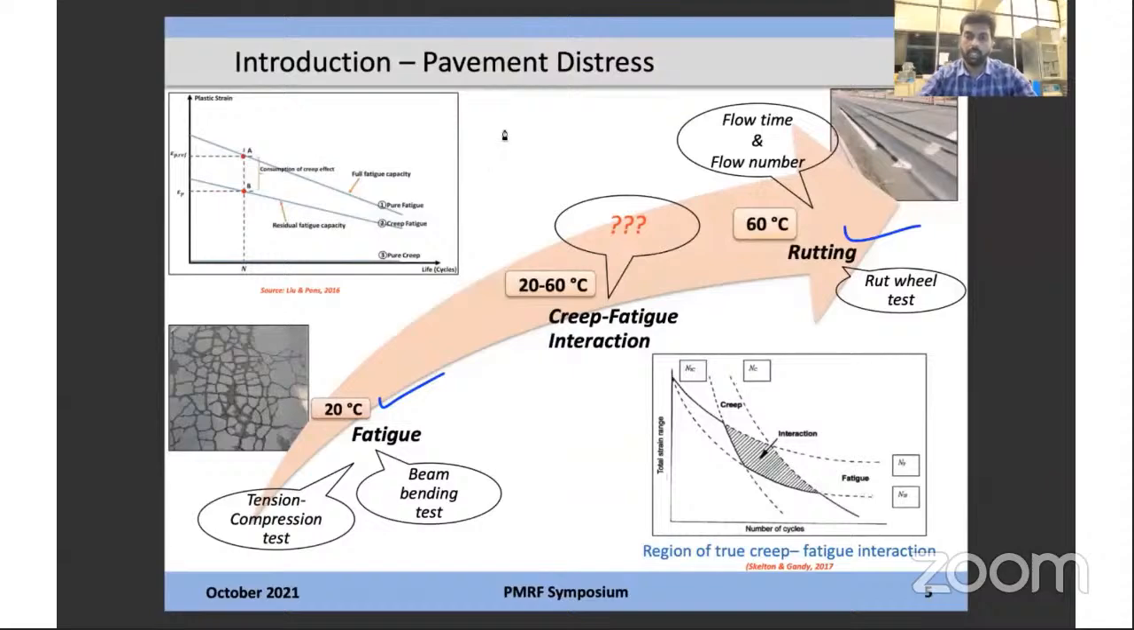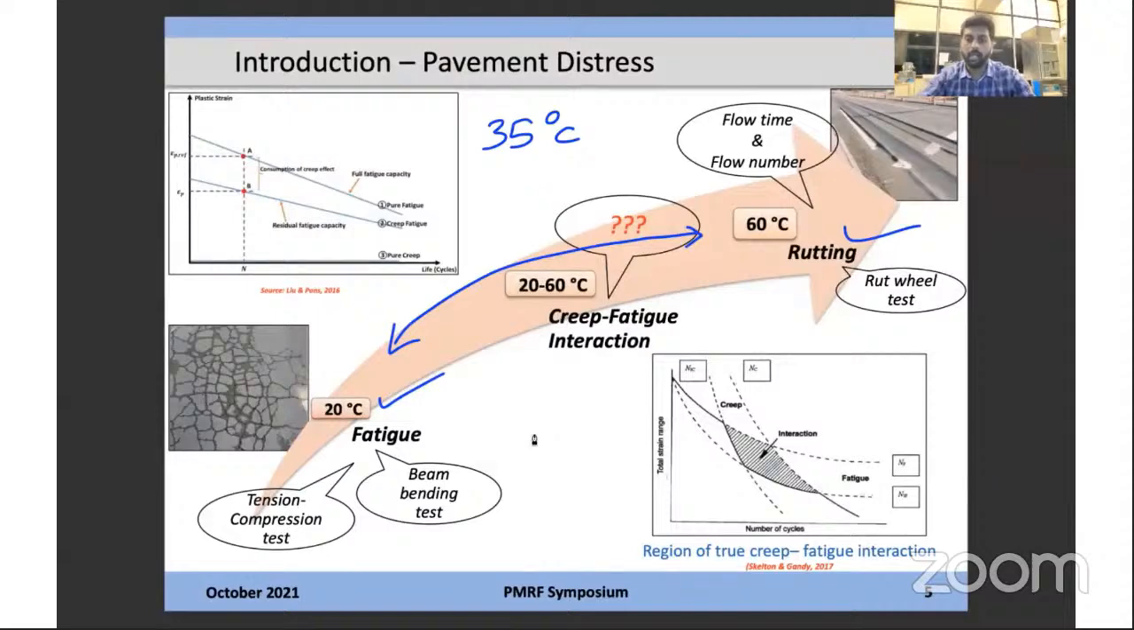But one thing we need to notice is that a typical bituminous pavement in Indian conditions is designed for an annual average pavement temperature of 35 degrees Celsius. But we are estimating the distress at 20 degrees Celsius and at 60 degrees Celsius. But what about the distress occurring in between these two regions, that is, between 20 and 60 degrees Celsius? So that is one unexplored area till now.